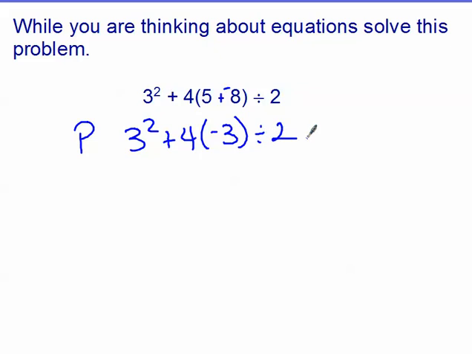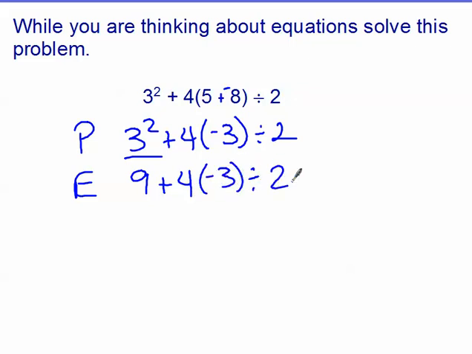Divide by 2. So now we're ready for exponents. We're going to do this one little exponent line right here. 3 to the second power means 3 times 3, which gives us 9. And then plus 4 times negative 3, divide by 2. Now we're ready for the multiply divide line, which means I'm going to do all of this right here all at one time. So we write the 9 plus down, and now we're going to do 4 times negative 3, which gives us negative 12, and immediately divide that by 2, which gives us a negative 6.